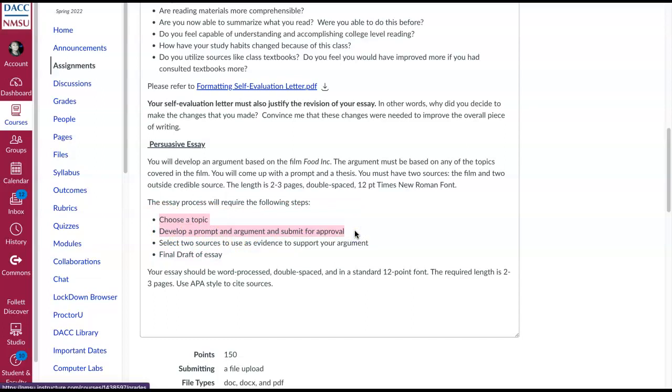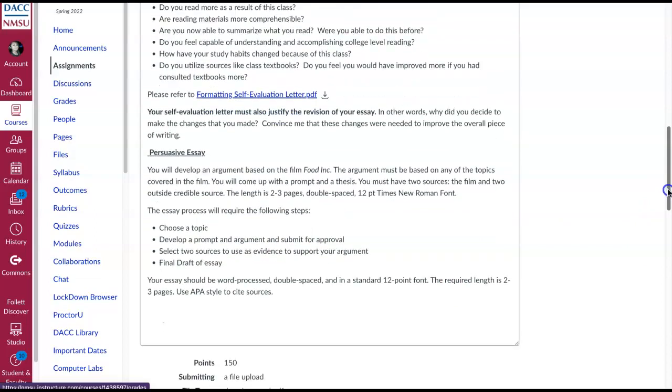You want to make sure that you submit a topic proposal when that assignment is due. That way I can tell you if your topic works or if it doesn't work, because you don't want to miss that assignment and then write an essay and then find out that that topic is not suitable for this type of essay. We do have a little bit over a month to work on this essay.